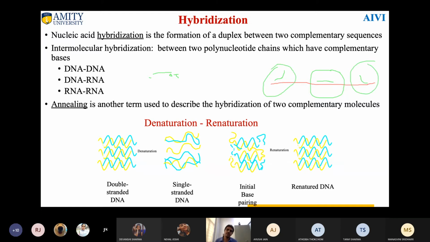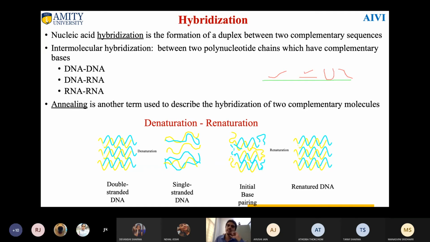So what we want to do here? We want to avoid this. Sorry, just a moment. In our experiment, we don't want this type of pairing, or this type of pairing, or this type of pairing. Only what we need is this one.